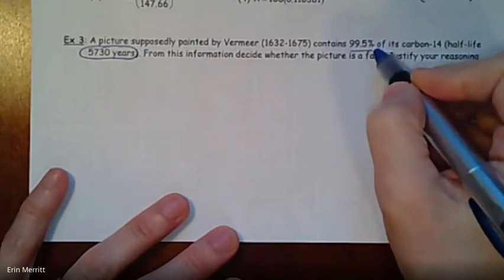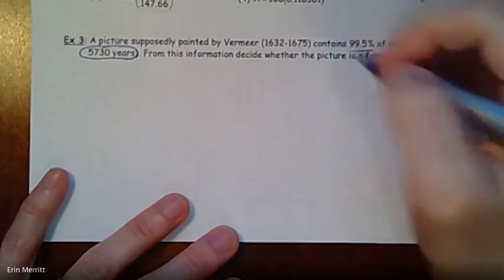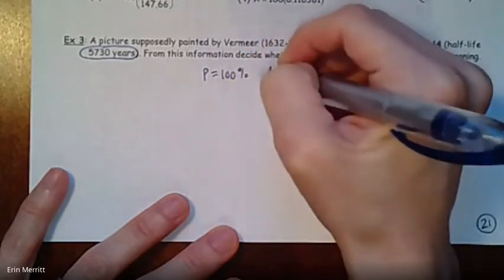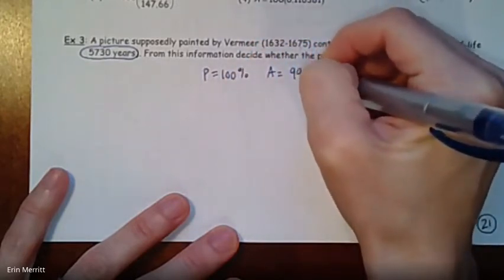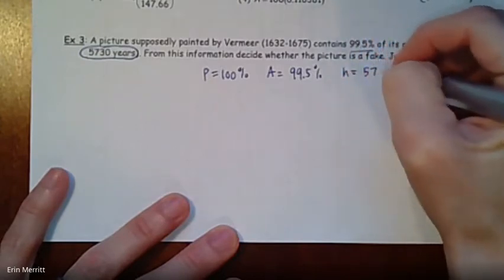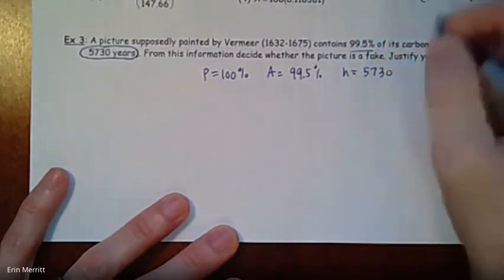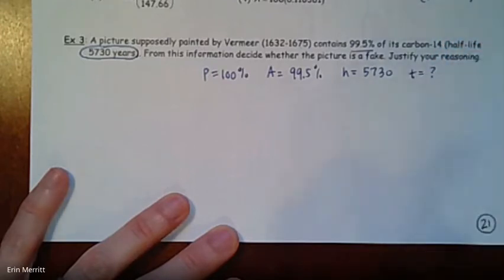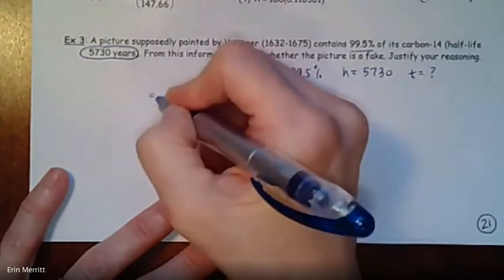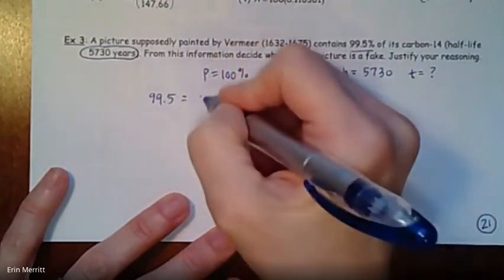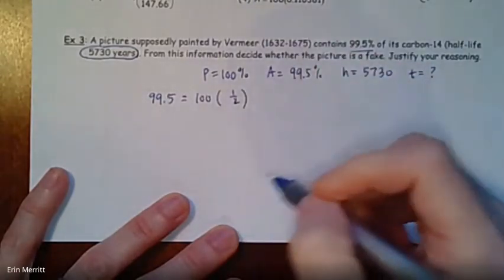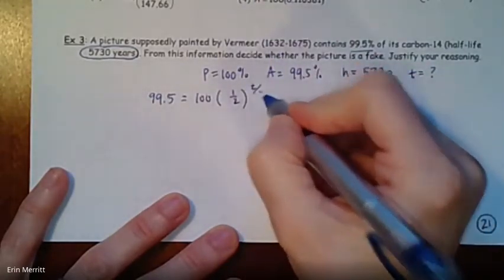So this one's different in that it tells us what percent of the carbon is left. So what we have to think of is what we started with would be 100%, and then the current amount would be 99.5%. The h value is 5,730, and then we want to know how much time has passed. So we're looking for the t value. So let's plug in. I'm not going to use the percent. I'm going to drop that as I plug in here, the same way you would drop grams or milligrams. We don't need it.